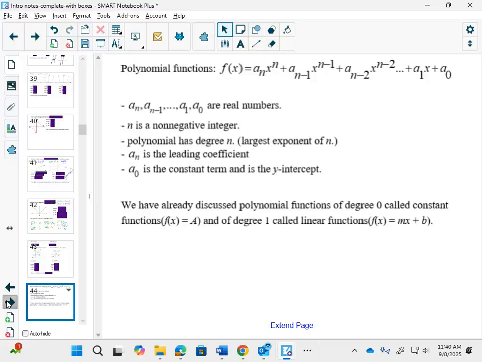Now, this is the general form, which means you could have numbers in front. That's what all these little a things are. They could be numbers in front. And then you could have exponents that start with 1 and go down by 1 each time. Like x cubed functions could have an x squared, could have an x, and could have a number.